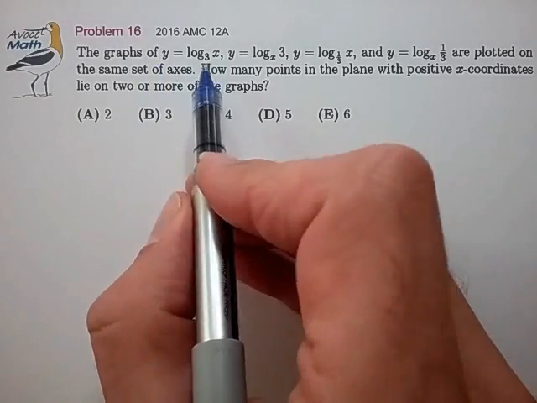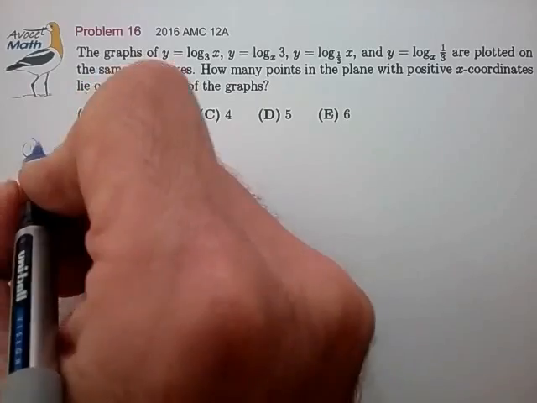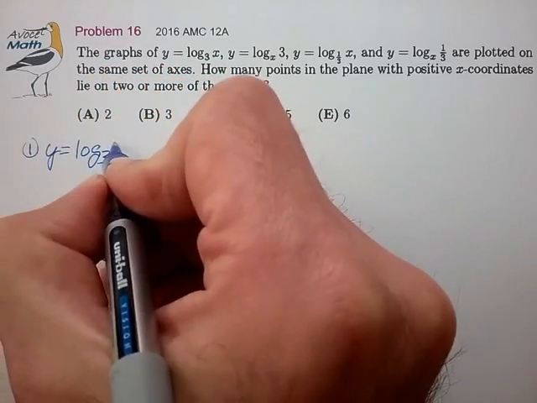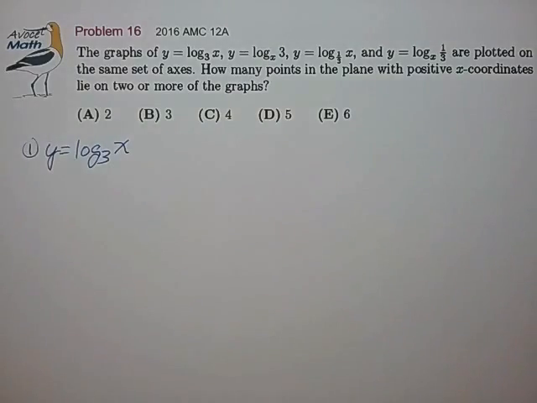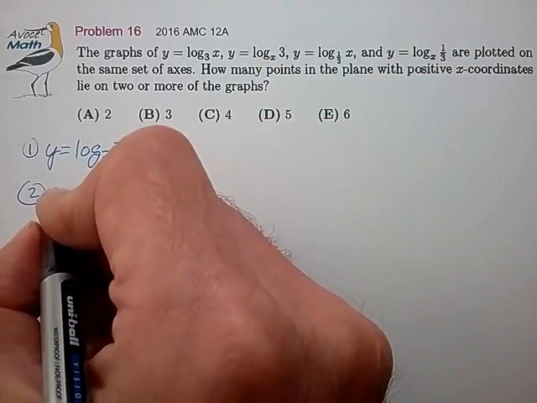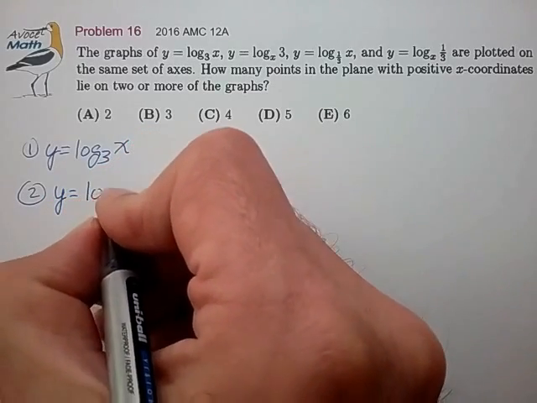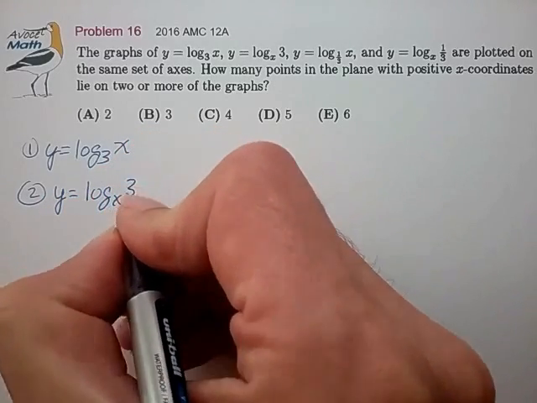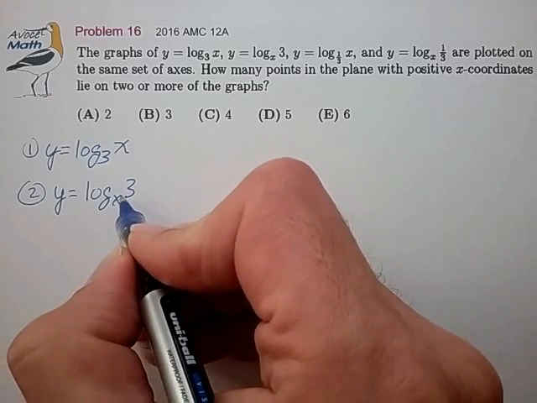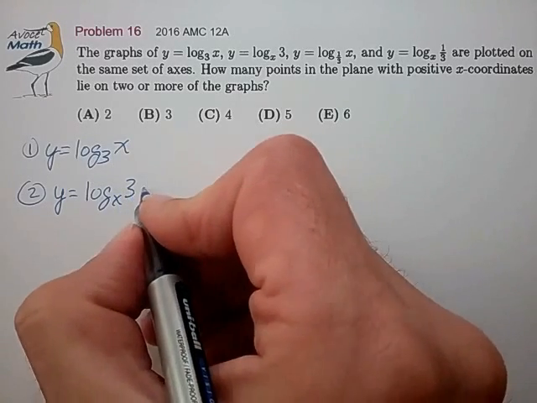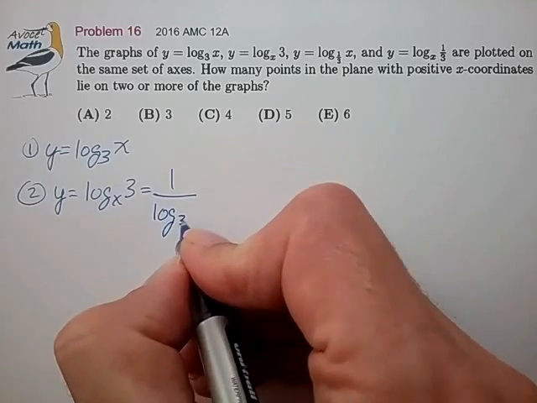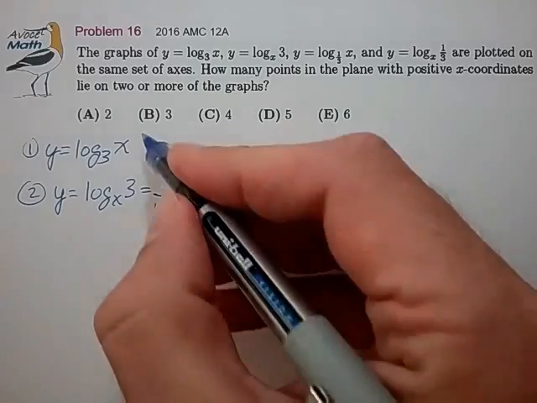Our first equation is y equals log base 3 of x. That's already to the base of 3, so we're all set there. Second equation is y equals log base x of 3. We can use the change of base rule to flip the base with the argument of the log. And we know then that this is 1 over log to the base 3 of x. That's pretty simple. I think we know how to graph that.